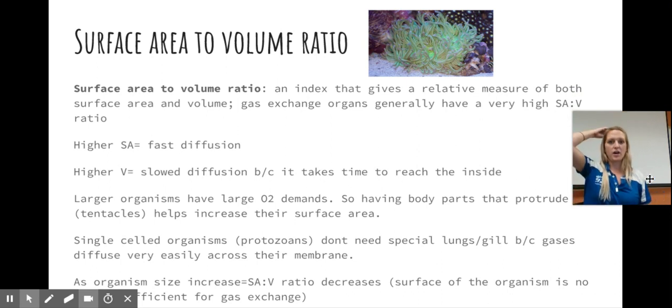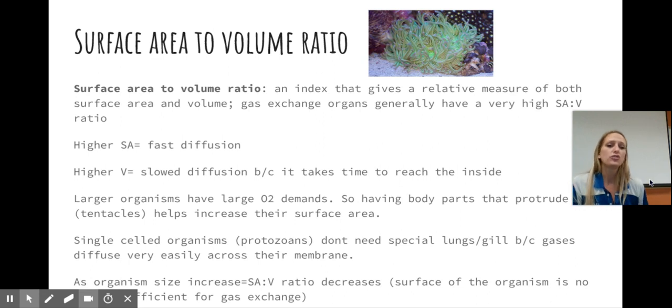Okay. So this is an index that gives a relative measure of both the surface area and the volume, and they're compared together. If there's a really high surface area, that's lots of exposure, there's going to be really fast diffusion. Very high volume, very slow diffusion because it's thick. It's going to take time for it to reach the inside. Larger organisms are going to have a really large oxygen demand. So body parts that are protruding and sticking through, like tentacles or the lamellae of your gills, that's really good for helping increase their surface area.